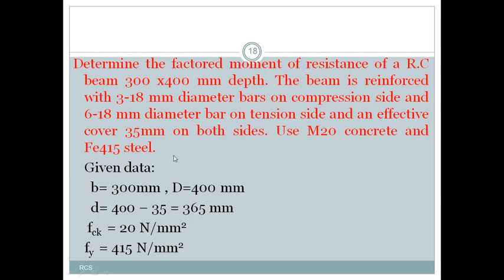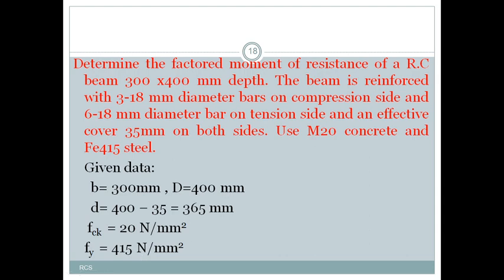So how do we calculate the effective depth when the overall depth is given? Effective depth equals overall depth minus effective cover. Here b is 300 mm and overall depth is 400 mm. Effective depth d is equal to 400 minus the effective cover, 35, so that is 365 mm. The given grade of concrete is M20, for that fck is 20 N/mm square. Grade of steel is Fe415, for that fy equals 415 N/mm square.